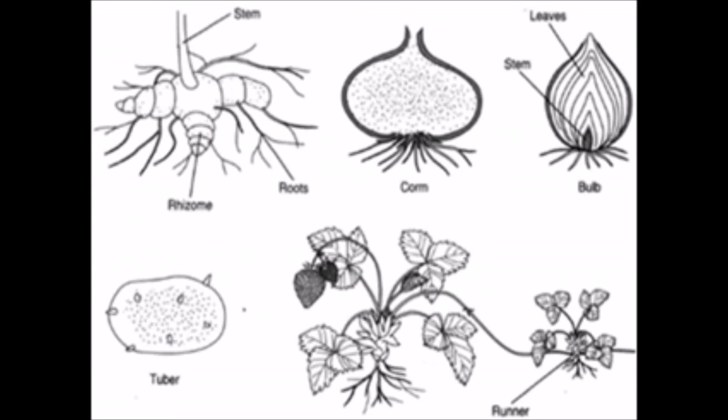Here you can see underground vegetables which have a stem and root. They are called rhizomes or corms. Bulbs. Onion is a bulb. It has leaves, it has stem. Potatoes are tubers, and then you have runners too.